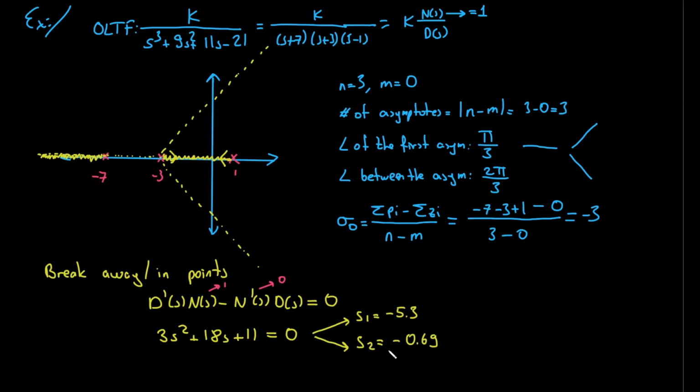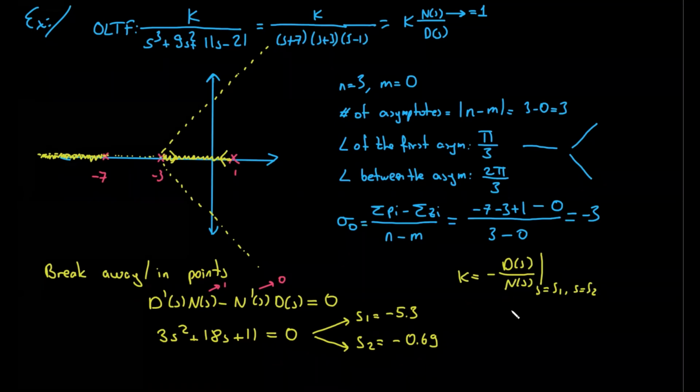So both of these points are candidates for breakaway or break-in points. Okay. And how should I check if they are on the root locus or not? I should find the corresponding k value, right? We said that k is equal to minus d of s divided by n of s, and I should evaluate that at s equal to s1 and s equal to s2 and find the corresponding k values, right? And if you do so, the corresponding k value is approximately minus 25 for the first root and plus 25 for the second root.